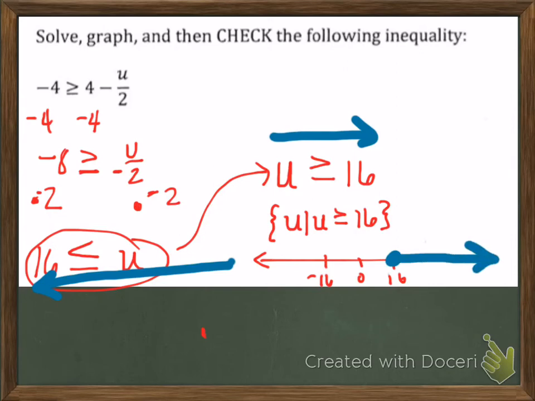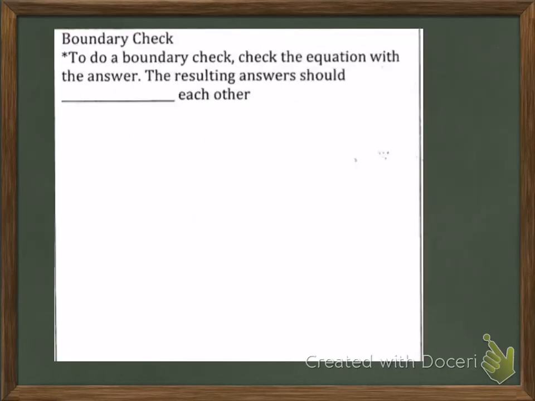And then we want to do a check for this. To do a boundary check, you're checking like the borderline number. So in this case, that would be 16. To do a boundary check, you check the equation with the boundary answer, and the results should be equal to each other. So when we're doing a boundary check, we're looking for things to be equal.